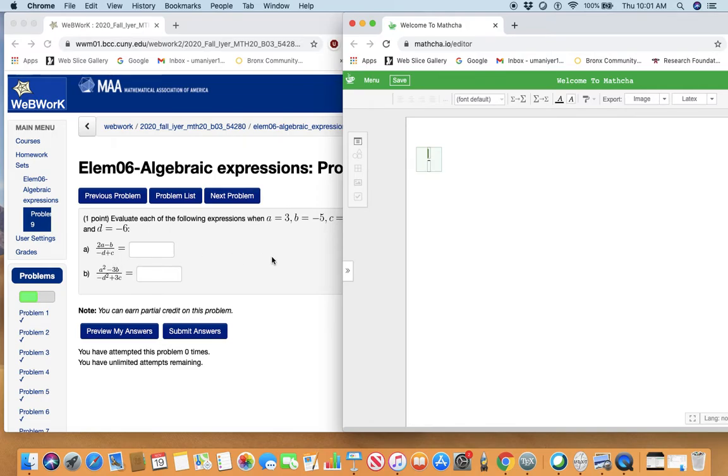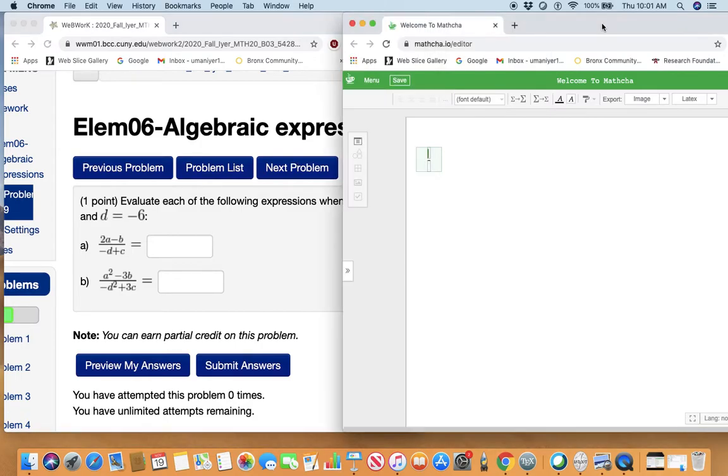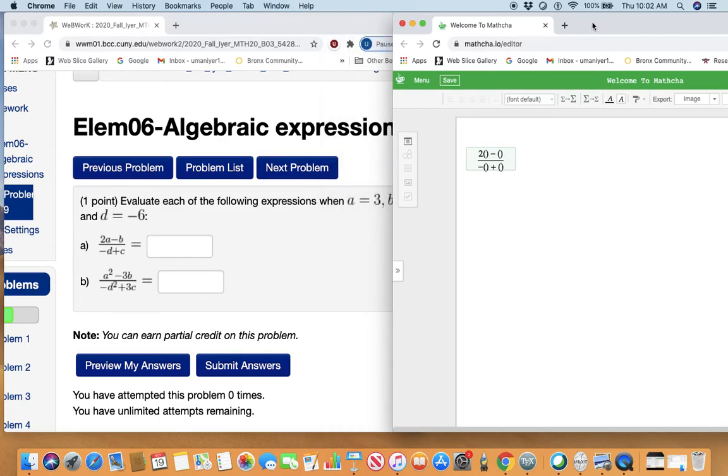Let's look at it closely. I replace the variables by parentheses. First, replace variables by parentheses. Okay. Make sure you use parentheses. Now fill in the blanks with the values, right?